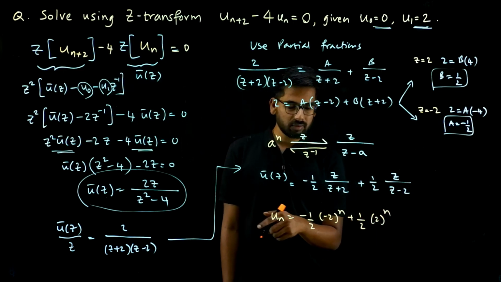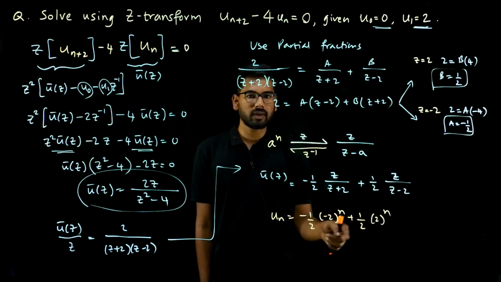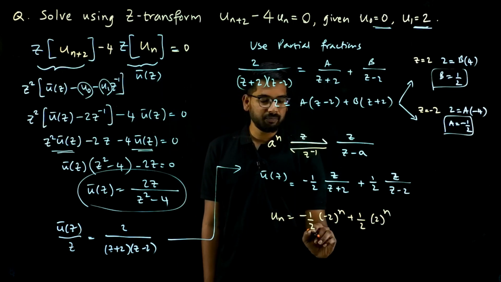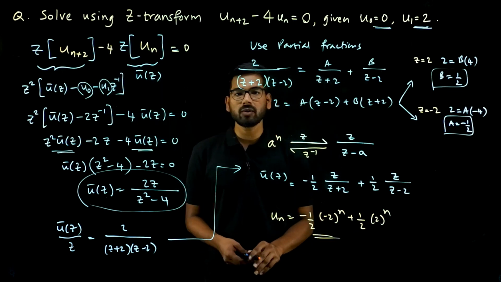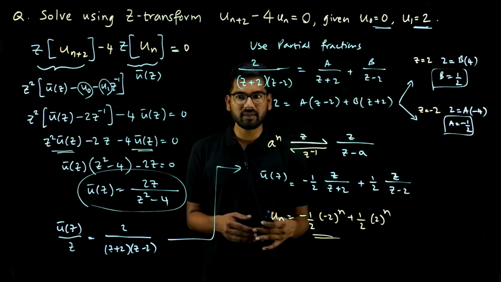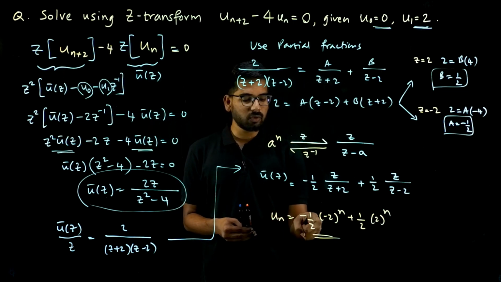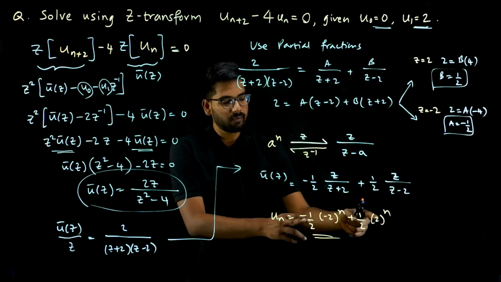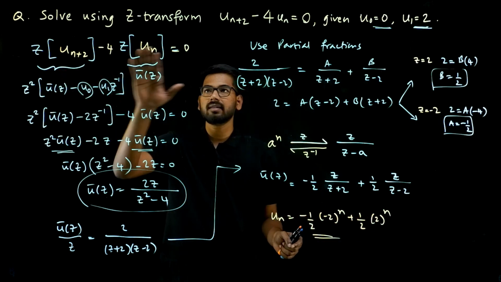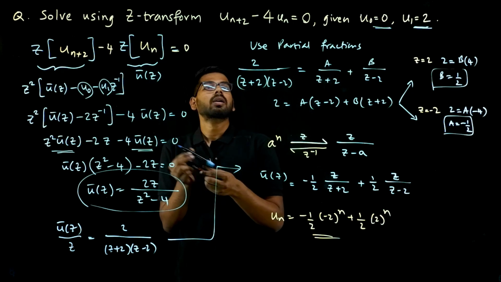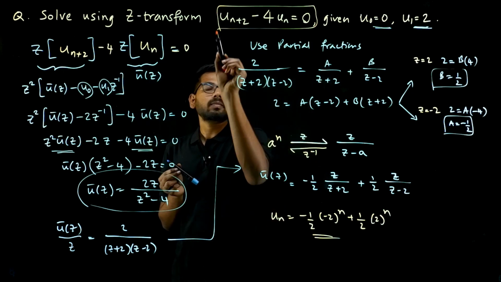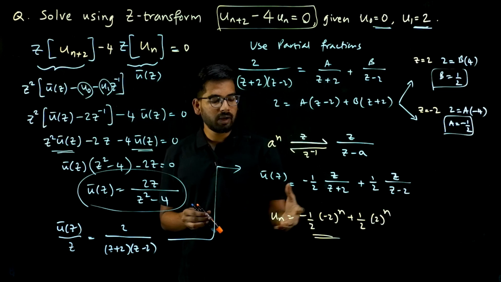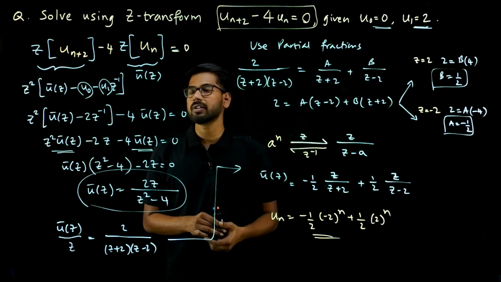You can leave it here only. You can solve a few more steps, but this is fine. This is the solution. What do you mean by solution? Finding u n, the discrete function u n. u n is minus 1 over 2 times minus 2 power n plus 1 over 2 times 2 power n. This equation satisfies this difference equation. So this is how you find the solution of a difference equation using Z transform.